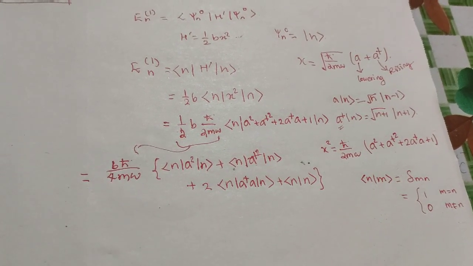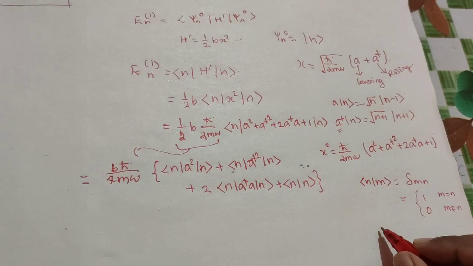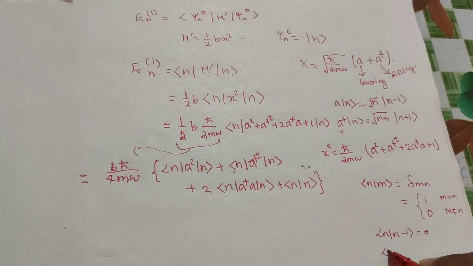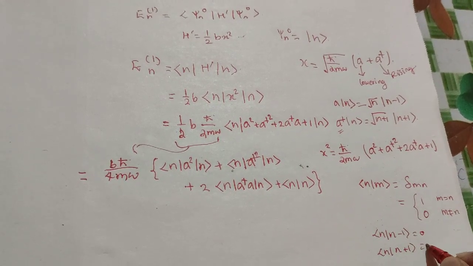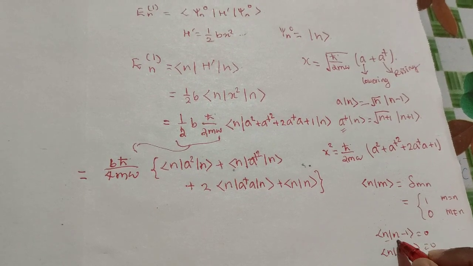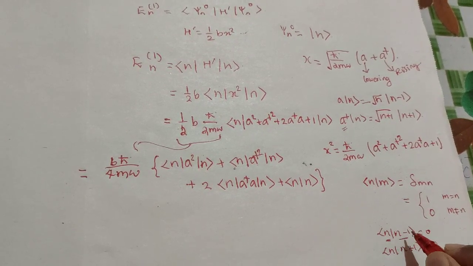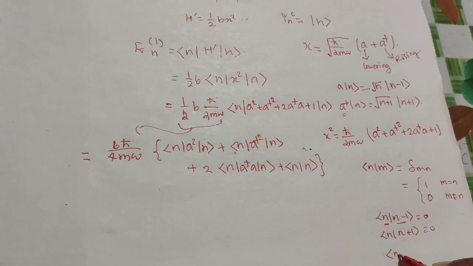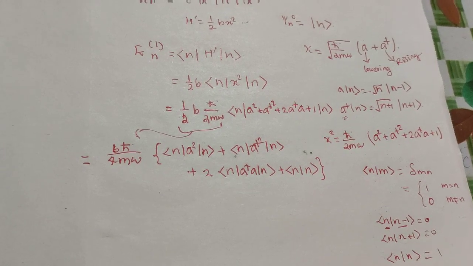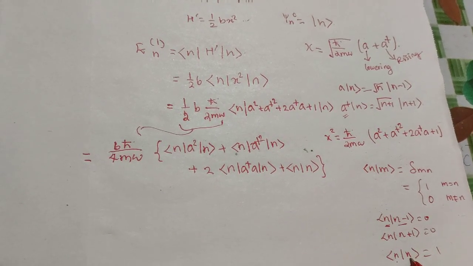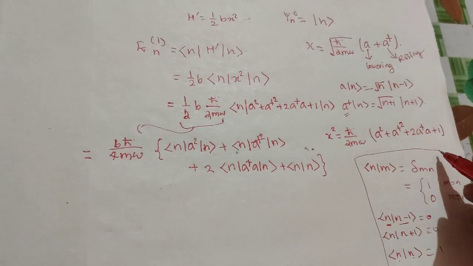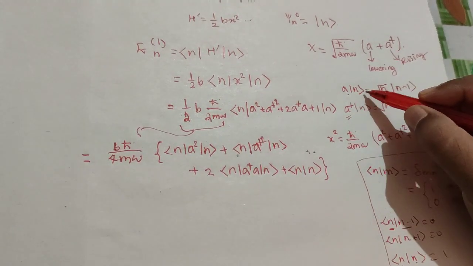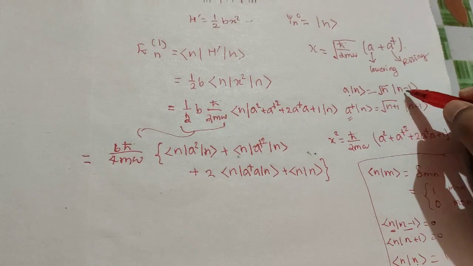For example, bra n ket n minus 1 should be 0. Similarly, bra n ket n plus 1 should be 0, because let's say this is m and this is n, which are not equal, so we can easily say they are 0. This is 1, because n equals m. This is called the orthogonality condition. Remember this. Also, we know that a acting on ket n gives root n ket n minus 1.